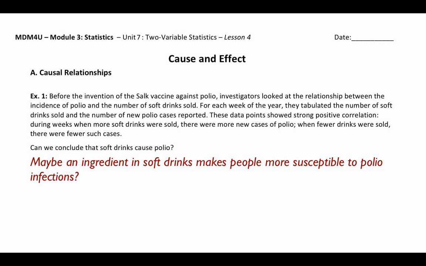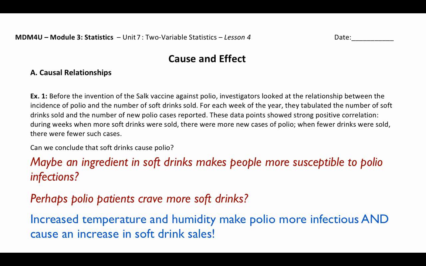But when I poll classes on this question, we brainstorm what could be the possible reasons why. On weeks where soft drink consumption goes up, the incidence of polio goes up. They say, well, maybe there's an ingredient in soft drinks, maybe the carbonation, maybe the sugar, maybe something that makes polio more virulent. Or maybe it's that when you have polio, you have weird cravings, like some viruses make rabid dogs become really thirsty. So maybe it works the other way. Maybe it's actually that the polio makes them thirsty and makes them crave the soft drinks. And you can brainstorm all kinds of other things.